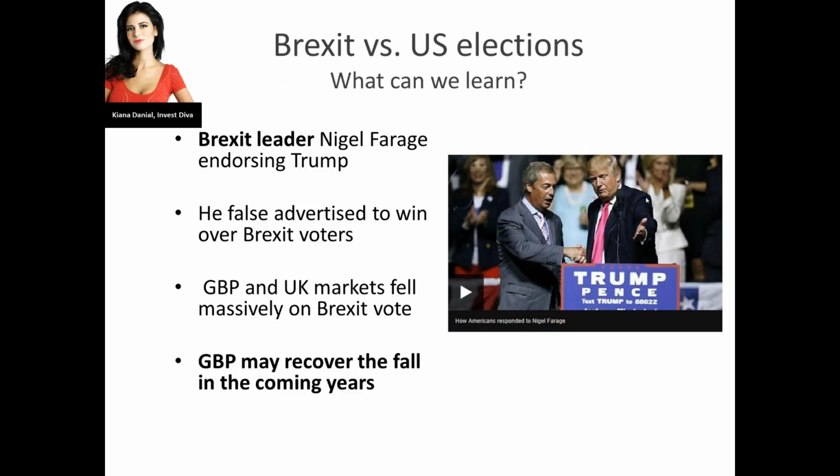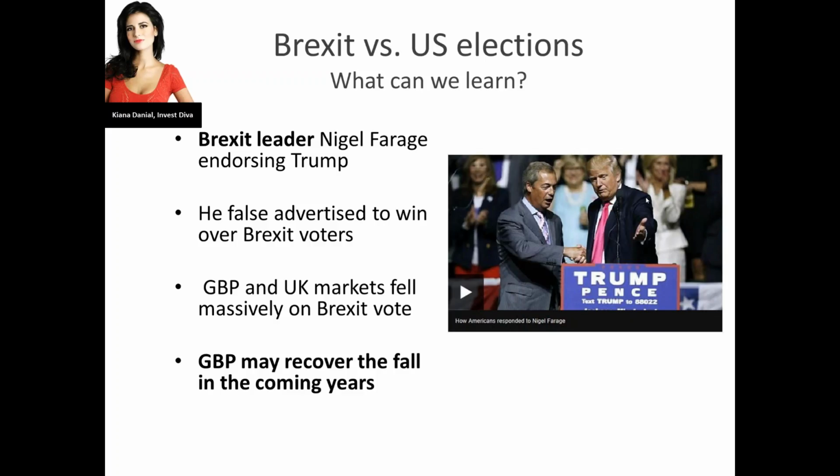But the fact of the matter is that after the vote, the essential steps to actually make Brexit happen haven't been taken. So we could see a potential storm, or a wave of pressure, on the British pound and UK markets when and if the next wave of Brexit talks comes to the surface, potentially in spring.